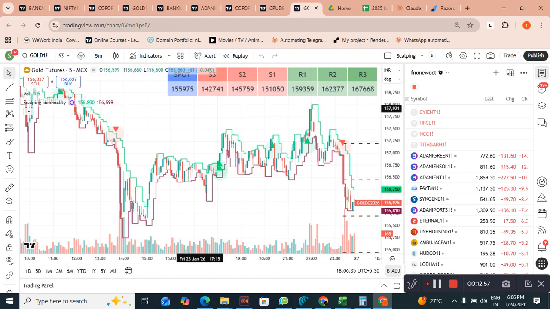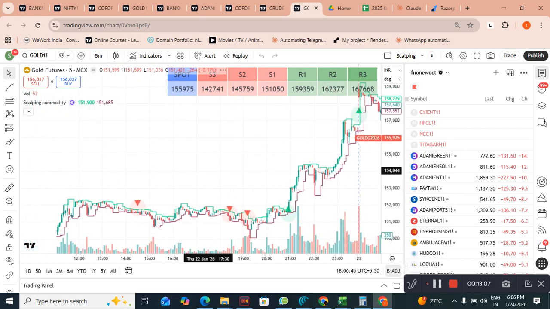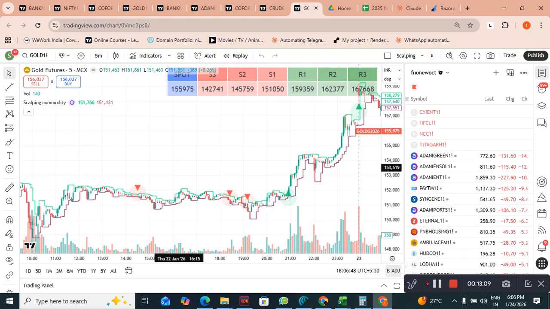You can use these lines above target, above R1, R2, R3, S1, S2, S3 as also a target and support levels. So in the vast market where the information keeps on changing, this software generates signals automatically, and you can take a trade decision for commodity, for equity, even for forex, and even for crypto.